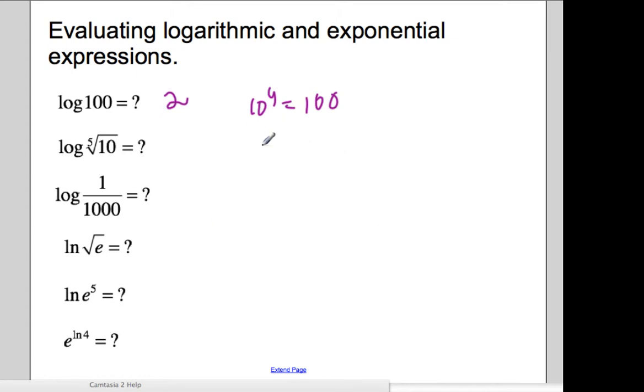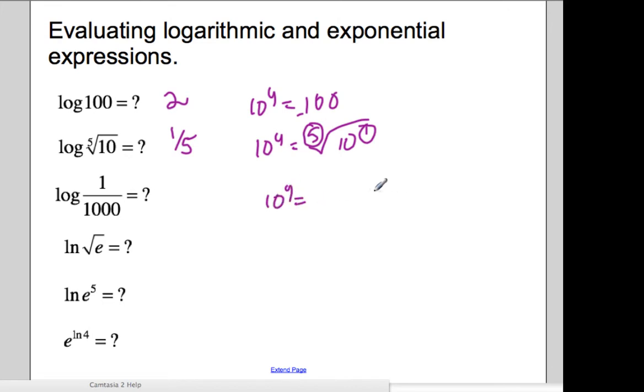This one is a little trickier. 10 to what power is the 5th root of 10? Well, this is my numerator. This is my denominator. So my answer would be 1/5.